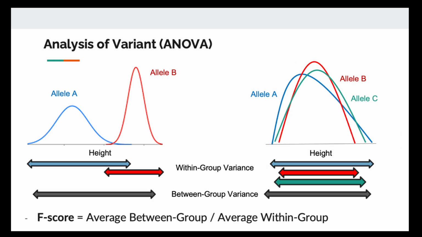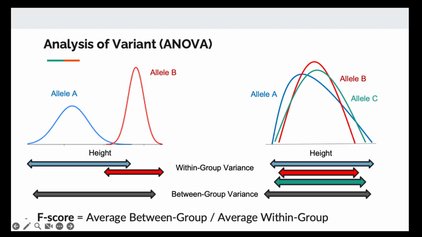But let's think about what ANOVA is doing for us, just in case you forgot about ANOVA. Let's say we have two alleles, two genotypes, and the x-axis here is phenotype. Let's say the height of the animal. In the example on the left, it's very clear that animals that are taller have allele B more frequently. Animals that are shorter have allele A more frequently.